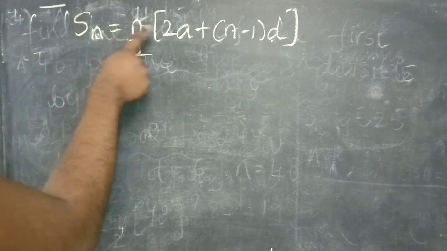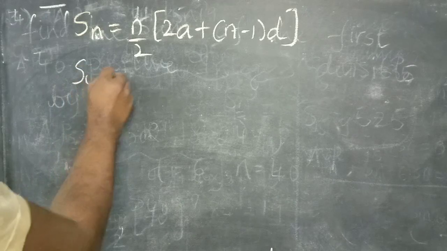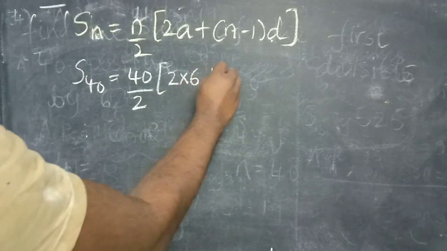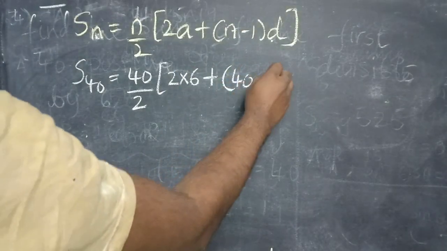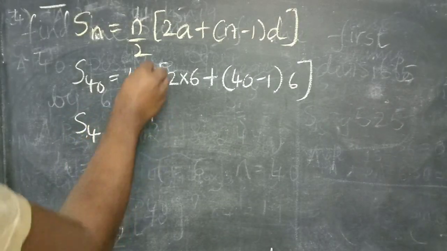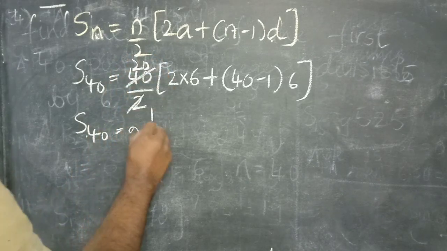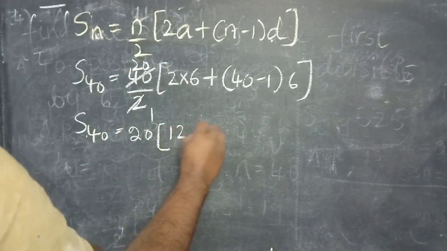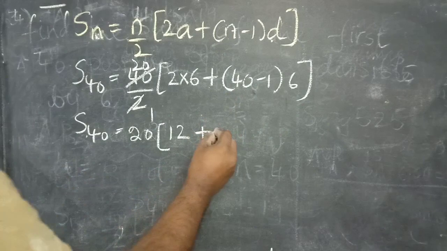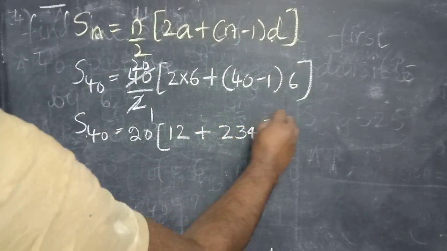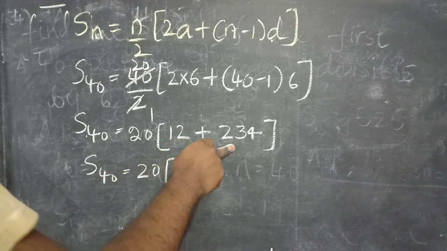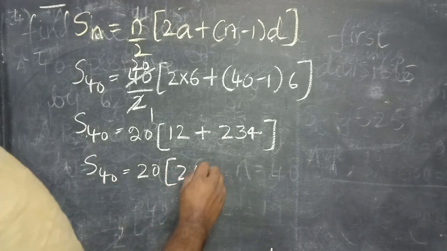Now substitute the value of n, a and d, that is S40 equals 40 divided by 2 times 2 times a is 6 plus what is the value of n is 40 minus 1 into d is 6. Now what you get? S40 equals 20 times 12 plus 40 minus 1 is 39. Multiply 39 into 6, what you get is 234. Now S40 equals 20 times 12 plus 234 will get 246.